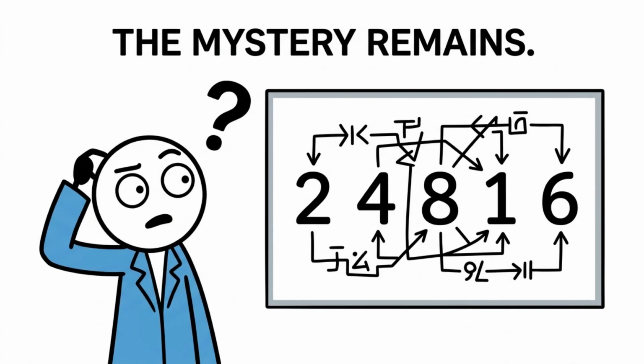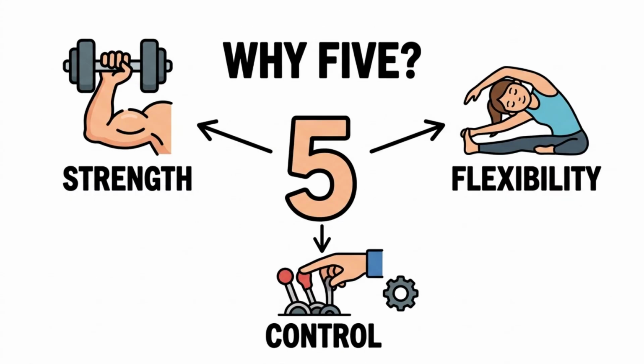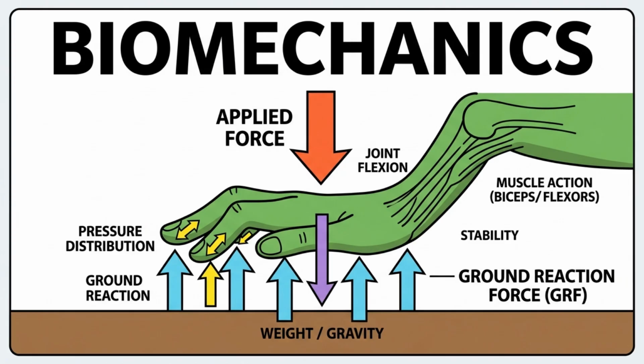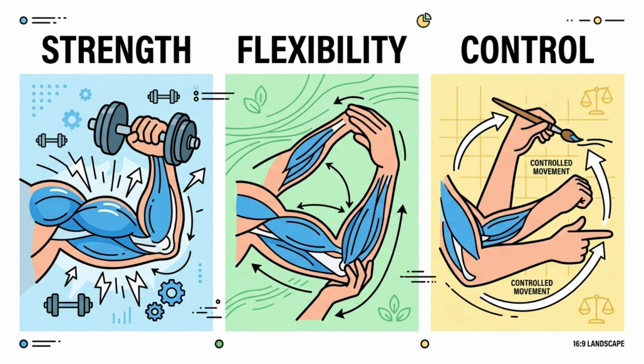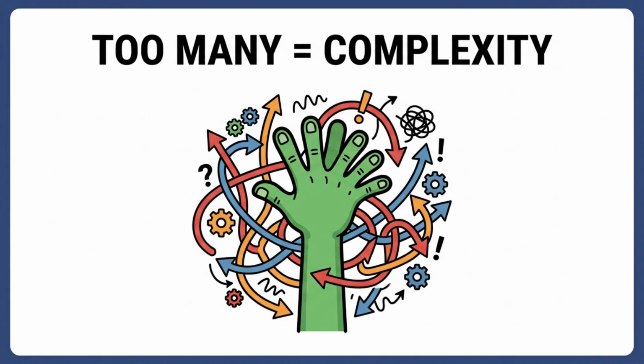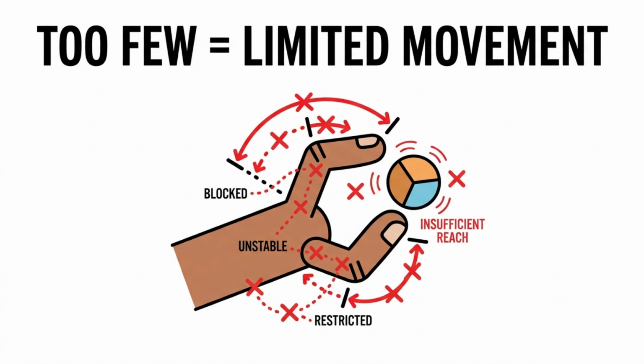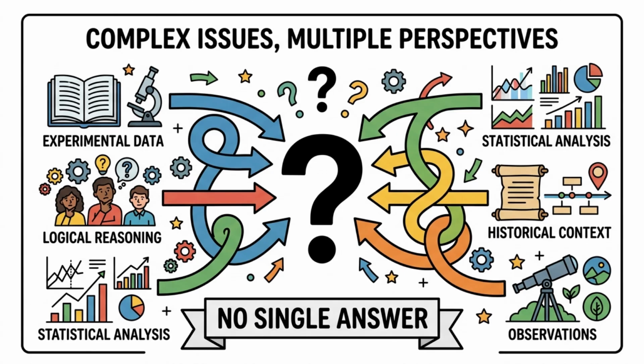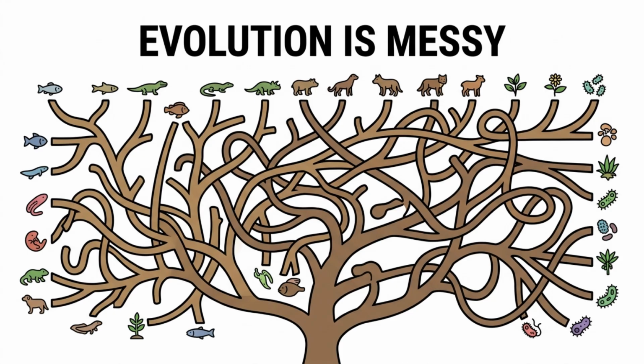But that still leaves a mystery. Why did 5 become so successful in the first place? Scientists have proposed several explanations. One possibility involves biomechanics. A limb needs to balance strength, flexibility, and control. Too many digits can create extra complexity. Too few can limit movement. 5 may have offered a useful compromise, but there is no single universal answer. Evolution is rarely that tidy.